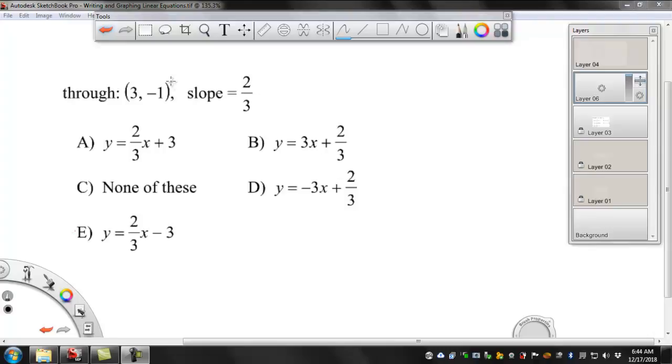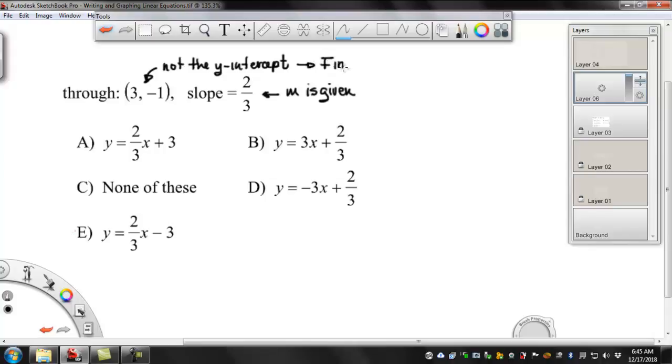Okay, our next one is almost the same thing. We're given a point and a slope, and we're supposed to come up with the equation. M equals negative 2, so that is given for us. Now, the point 3 and negative 1 is not the y-intercept. So we have to do something to find the y-intercept. Now remember, the y-intercept has to be a point where 0 is the x and the number that goes with it is the y-intercept.